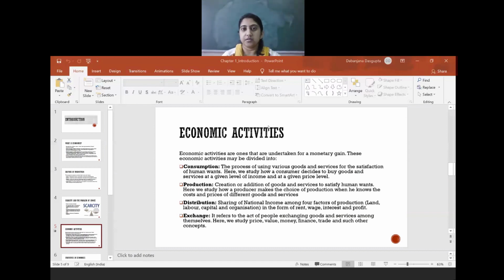Next comes production. It is another important economic activity that is performed. The creation or addition of goods and services to satisfy human wants is known as production. So, what do we need to study here? We need to study how a producer makes the choice of production when he knows the cost and prices of different goods and services. So, in production, the producer needs to decide which goods and services they should be producing so that the inputs they are using for the production are utilized and they get the maximum output, right?